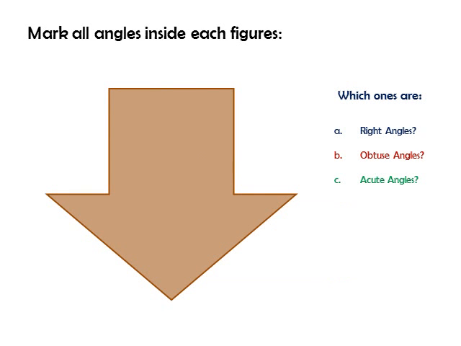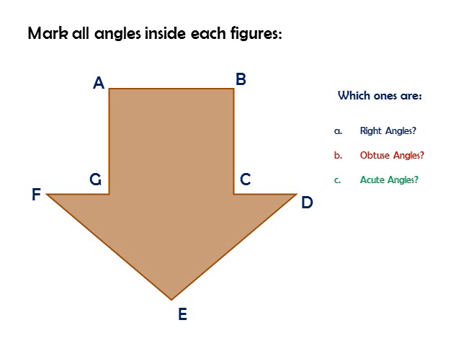How about this one? We mark all the angles inside the figure, and we have to find out which ones are right angles, which ones are obtuse angles, and which ones are acute angles. First things first, we name all the corners. We have 7 corners, so we should have 7 angles as well.